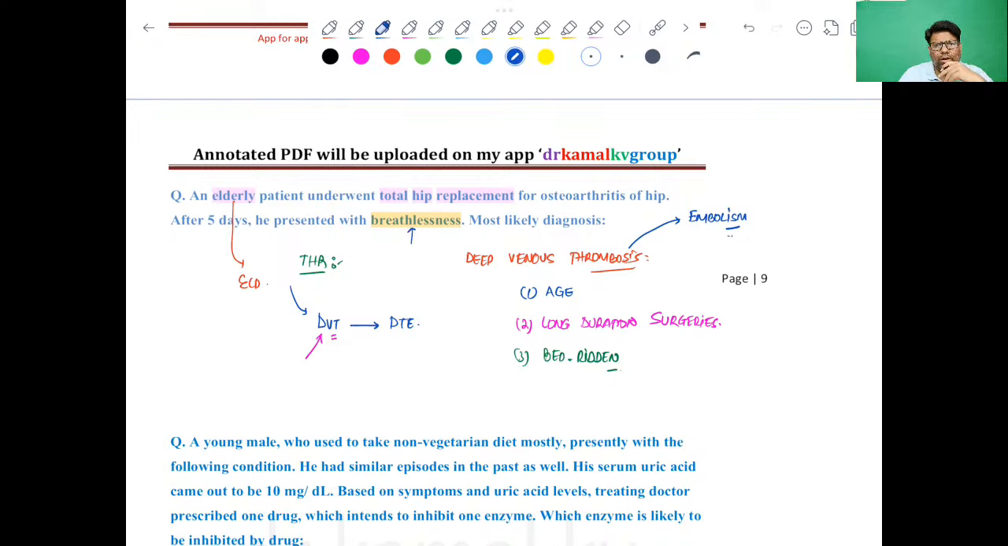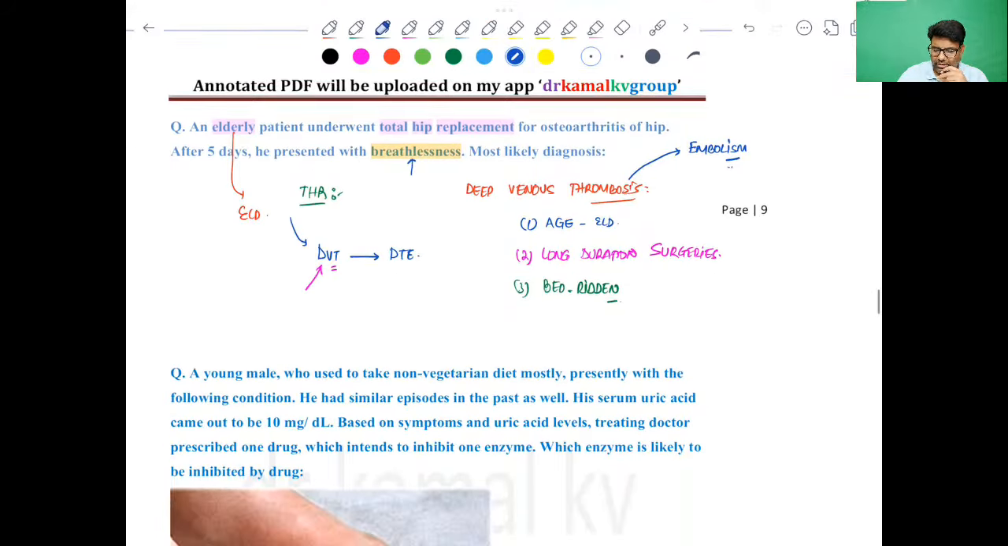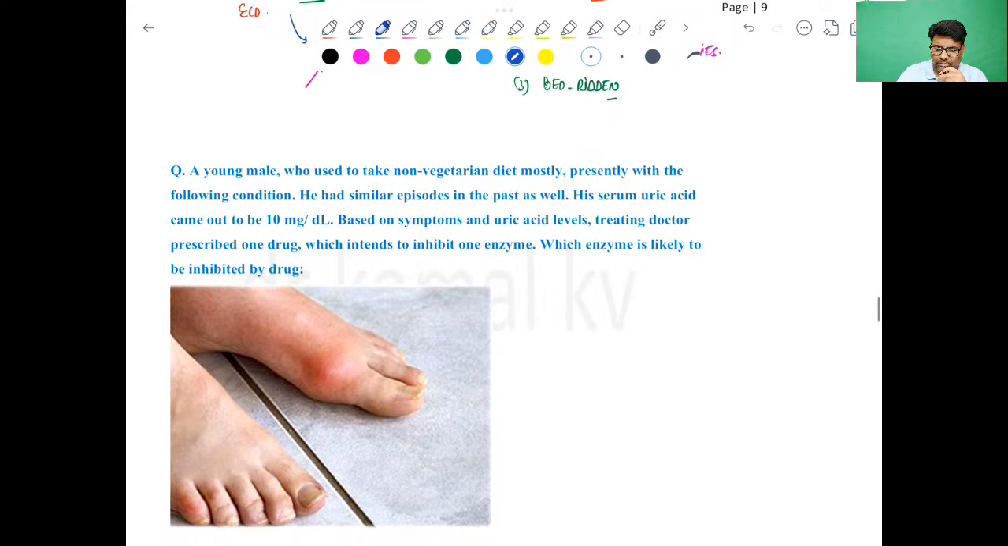And therefore, whenever we are doing THR, we always give low molecular weight heparin as a prophylactic measure, because we don't want to land up in this complication, right? So age, an elderly person, long duration surgery, prolonged bedridden state, are at very high risk of developing deep venous thrombosis, right? So this is how you can solve this question.